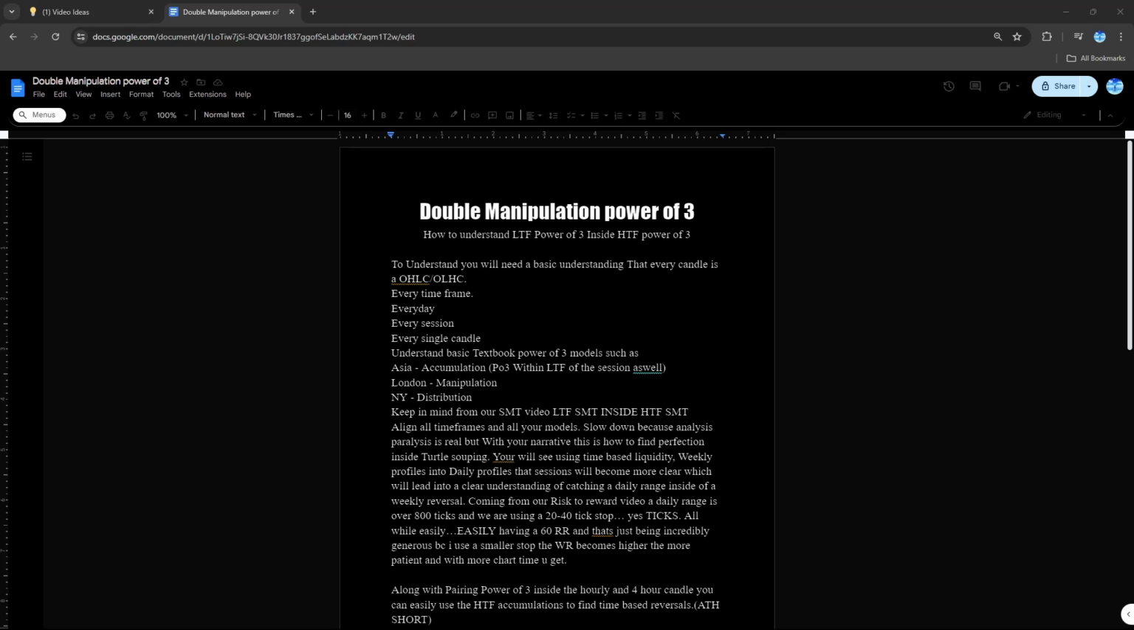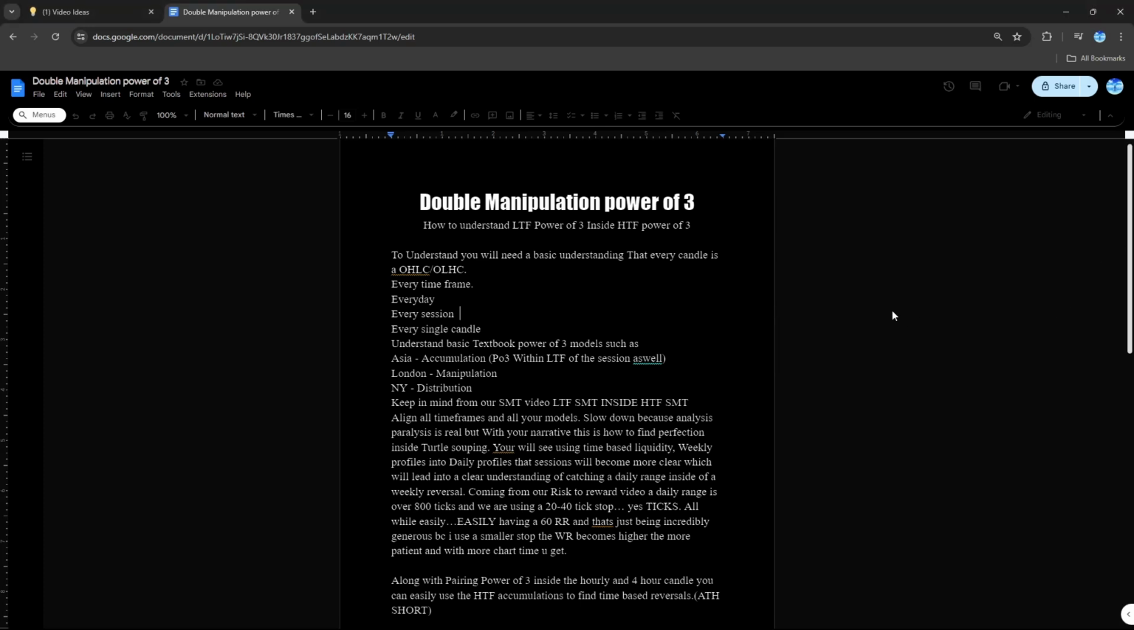We're going to get into a trade today that I took with a Wednesday daily profile expansion, understanding a 6 a.m. open, low, high, close, along with inside of the 1 hour open, low, high, close of the 8 a.m. and the 9 a.m. candle. The basics are that every candle is an open, high, low, close, or open, low, high, close. Every time frame, every day, every session, every single candle.